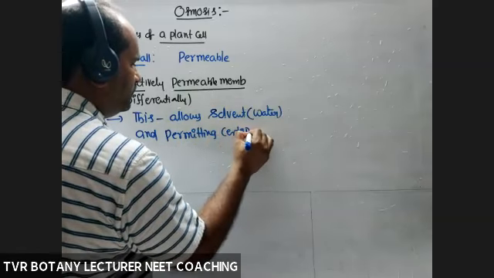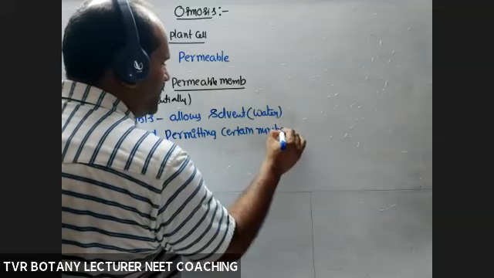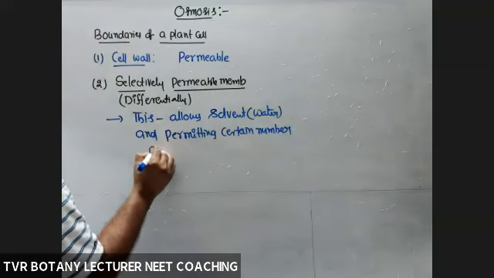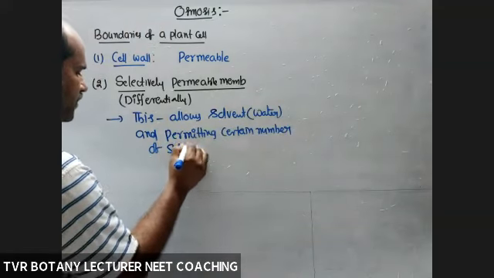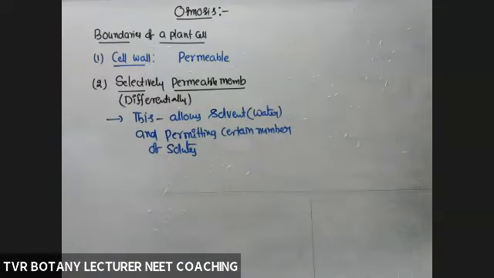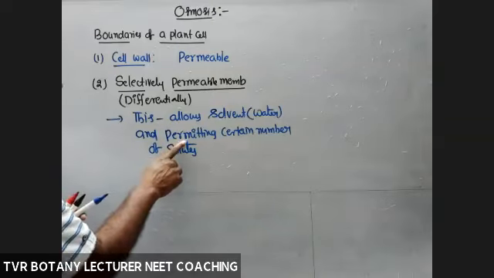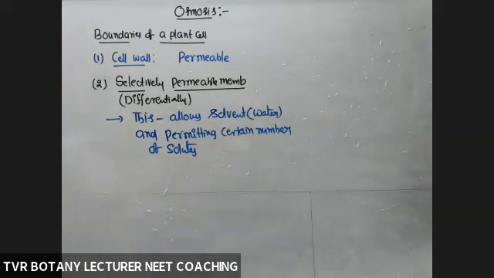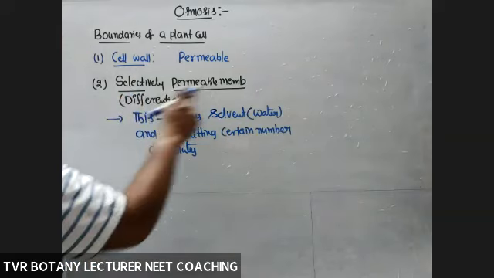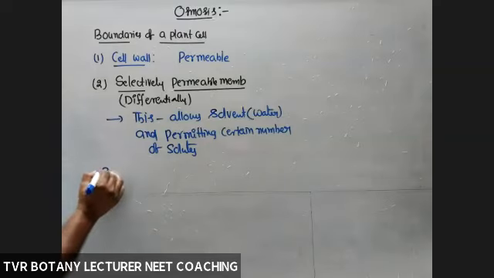permitting certain number or certain type of solutes, not all solutes, required solutes only. So giving permission for both solvent and solute, but restricting certain solutes, giving permission for the required kind of solutes only, not all solutes. Okay, right? So generally, the cell membrane is a selectively permeable membrane.